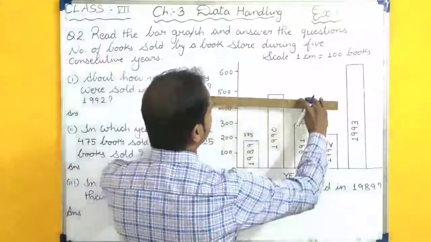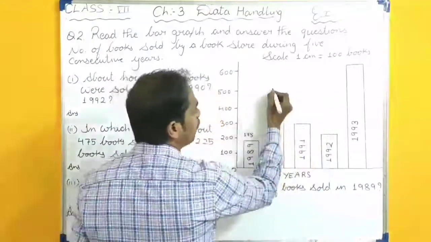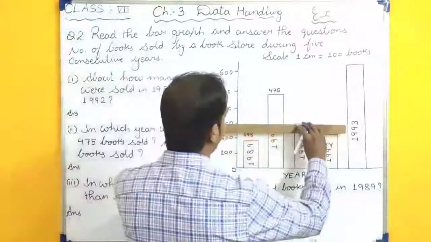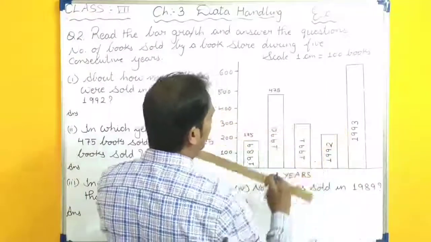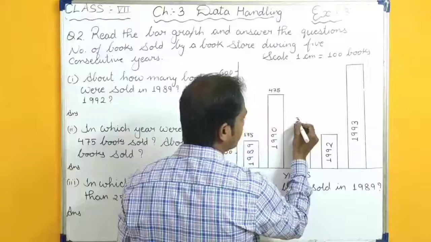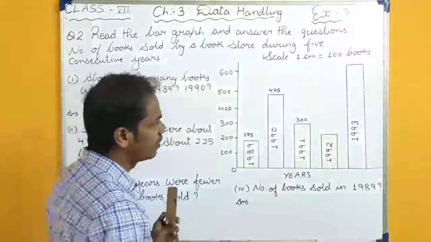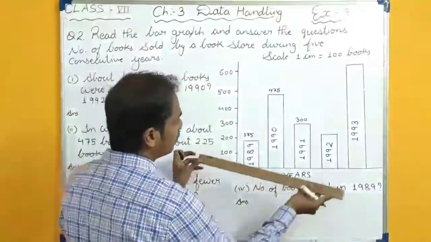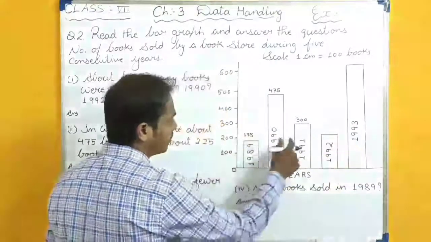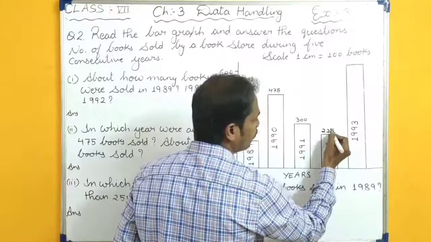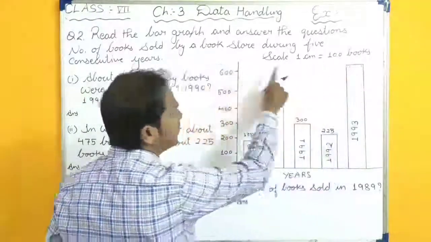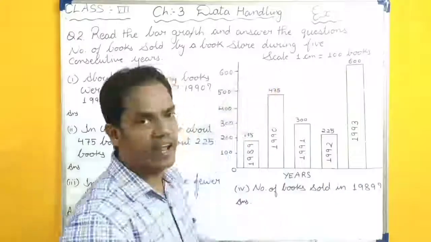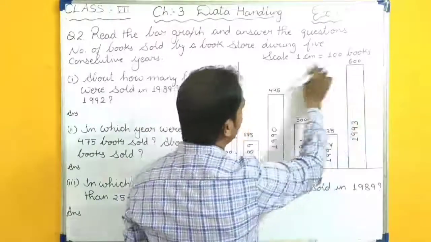In 1990 you can see it is less than 500, so approximately I am writing 475 books sold. In 1991 it is about 300, so I am writing here 300 books sold. And in 1992 it is just about 200, so you can write here 225. And in 1993 I have taken 600, because without graph lining it is very difficult to observe.